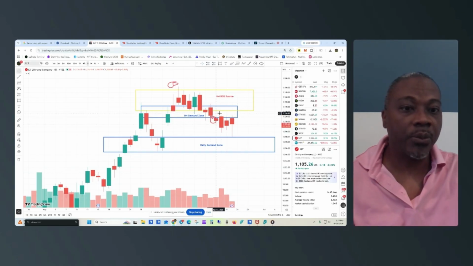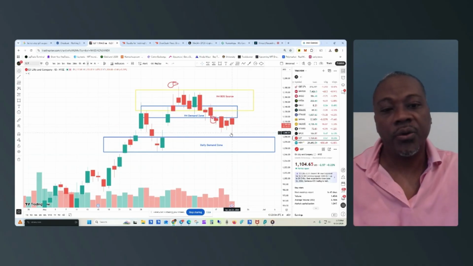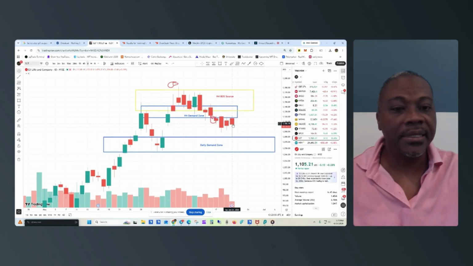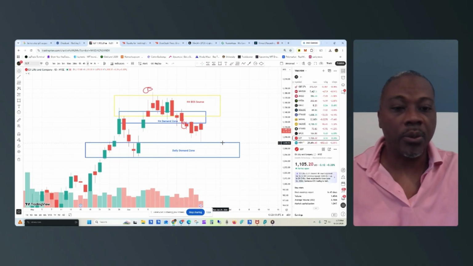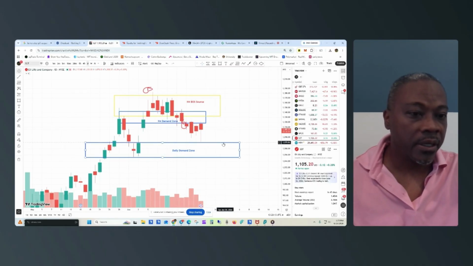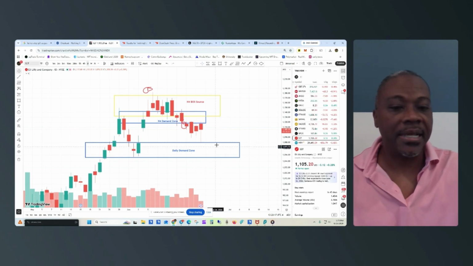And as you see, when we had this breakdown, it's very interesting that it came right to this area. So it pushed down to here and immediately got rejected. As of right now, the bulls are saying, no, we're confident. We want to hold this asset up above around 1070, 1080. So this is the demand zone for this.